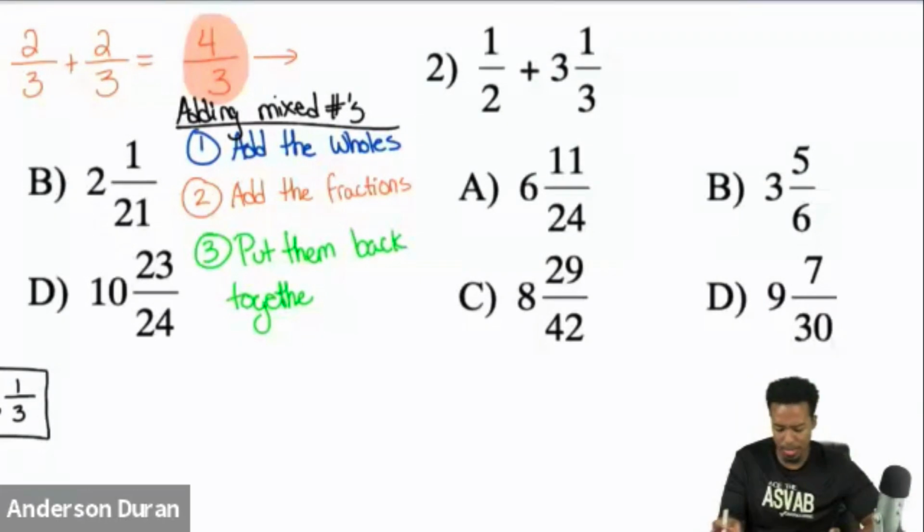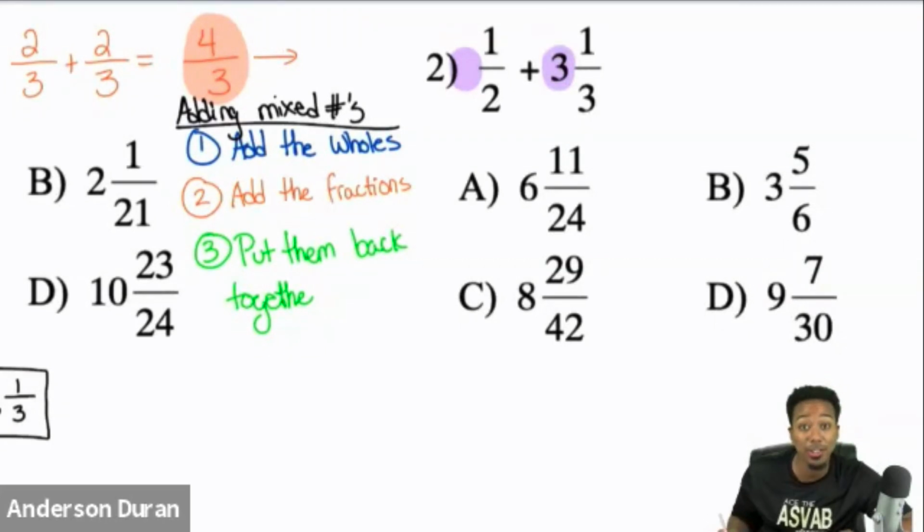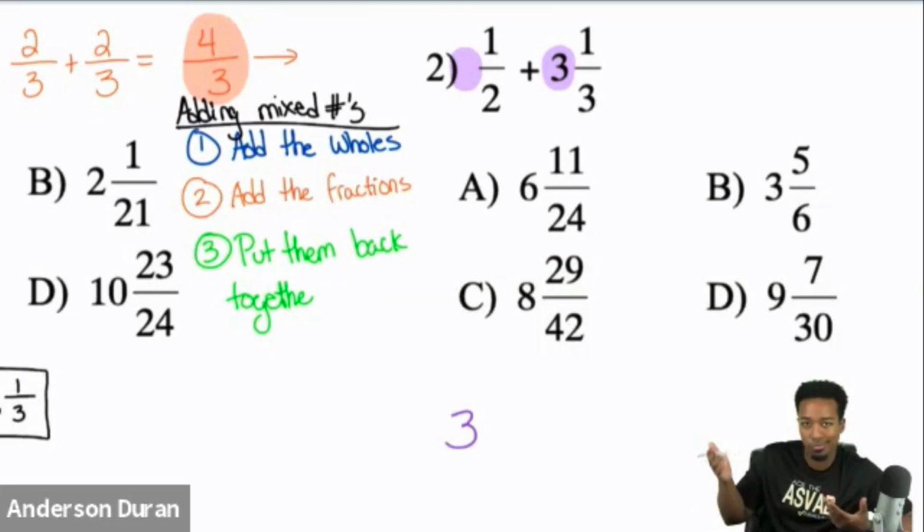Nah, there isn't, right? If I wanted to apply that same strategy, I couldn't. There is no whole number in front of the half. So it doesn't matter, still do it. Nothing plus 3 is still going to be 3. You're fine. So that was step 1: add the wholes. There's only a 3 there.